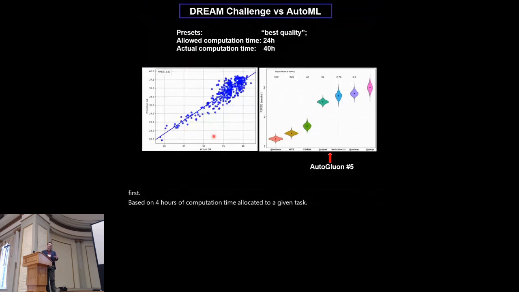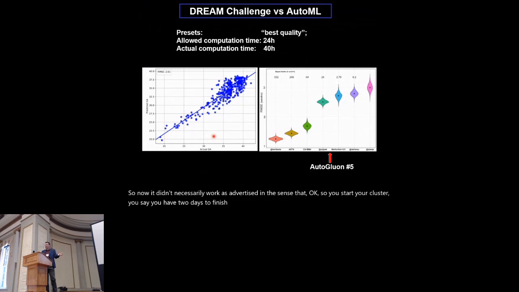Now, it didn't necessarily work as advertised. You start your cluster, you say you have 2 days to finish this, and by the end of the 2 days your process is dead because the university shuts down your session, but your model didn't fit because it actually needed 4 days. So in the end, what I'm showing you here was a model obtained after 24 hours of allowed computation time, but actually 40 hours passed since it was started. Luckily, it was right before 48. I would have had it killed again.